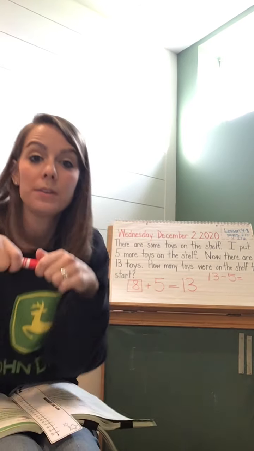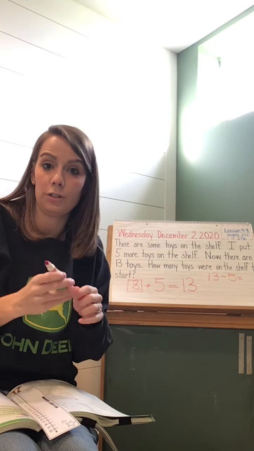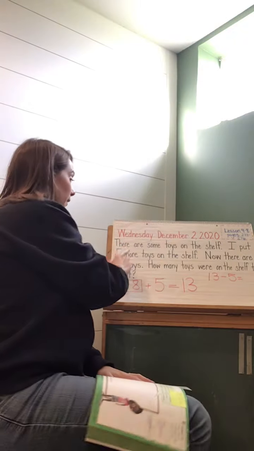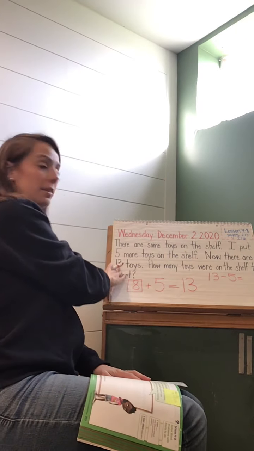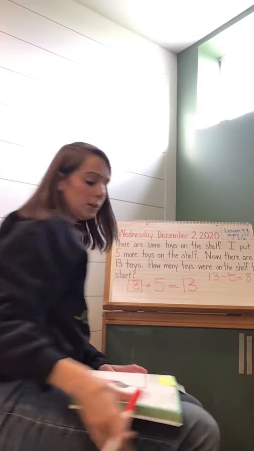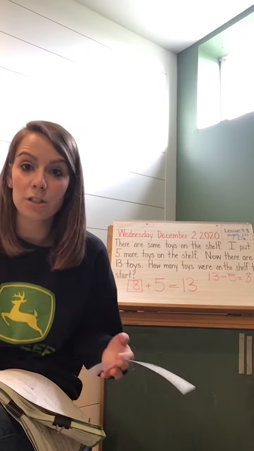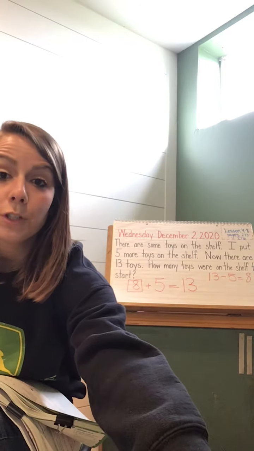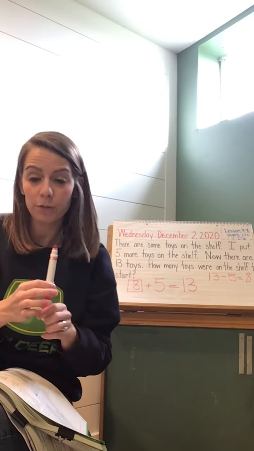So I know that there were 8 toys on that shelf to start out with. Then when I put 5 more, that equaled 13. So there's different ways, just like we talked about yesterday, there's different strategies to solve these problems. So you can use whichever one works best for you.